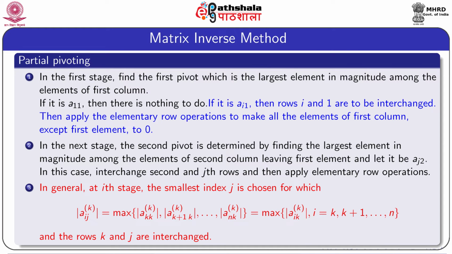In general, at the kth stage, the smallest index j is chosen for which the absolute value of a_jk^(k-1) is equal to the maximum among the absolute values of a_ik^(k-1), where i equals k, k+1 up to n. Then rows k and j are interchanged and a_kk represents the kth pivot element.